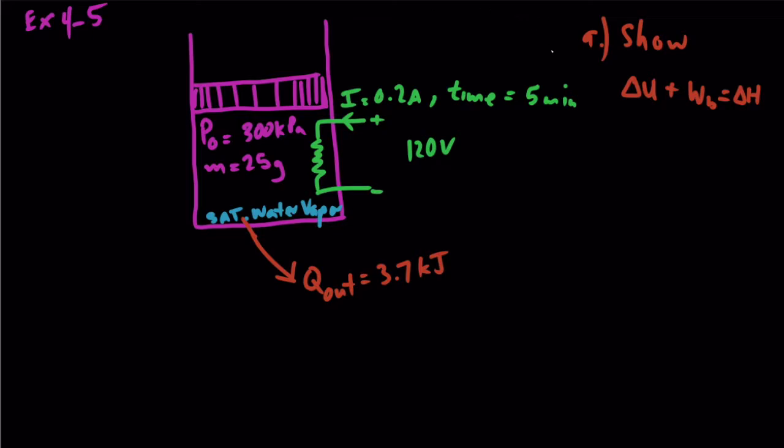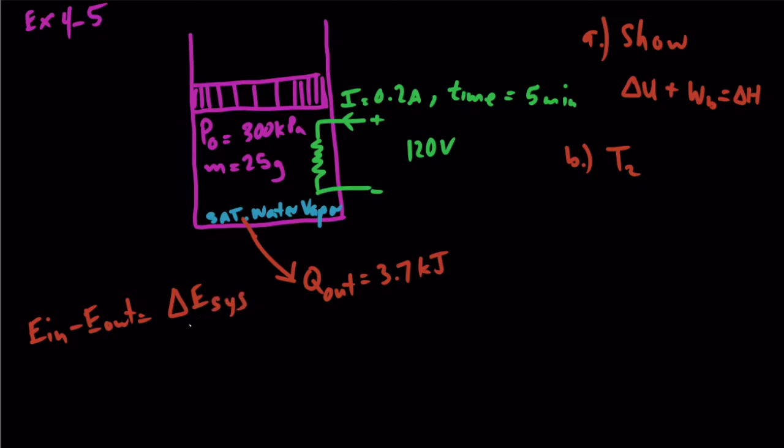And then B, if we have time, is to find the final temperature. So find T2. Alright, so let's start off with the energy balance. Energy in minus energy out is equal to the change of energy of the system.